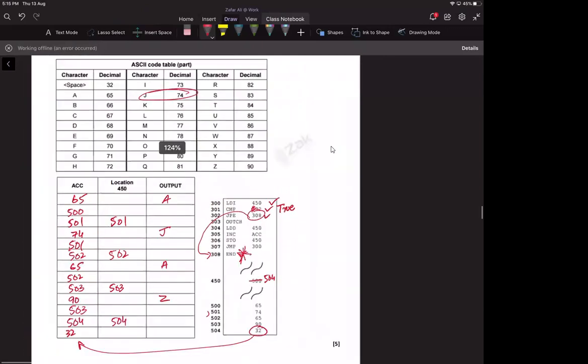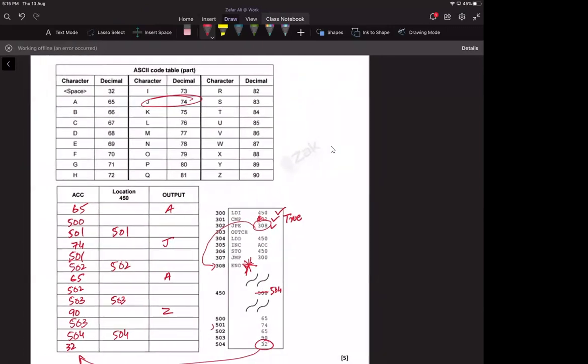I have just seen once in last 18 years that the question from this topic is not there, only once. So in 36 papers, in 35 papers, this topic appeared. So mind it, this is a very important topic, okay? And we need to be good with this topic.